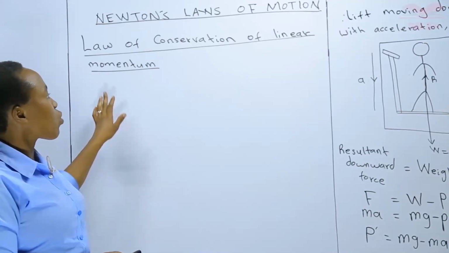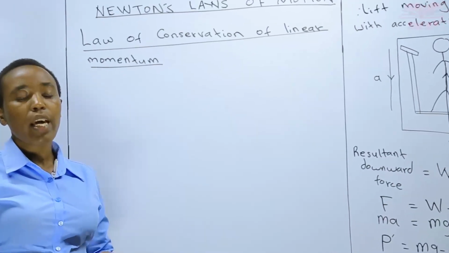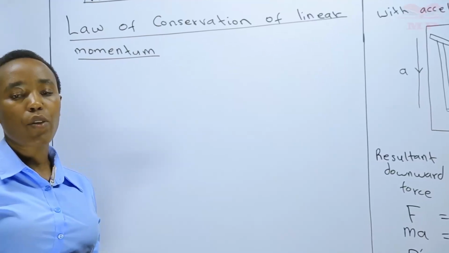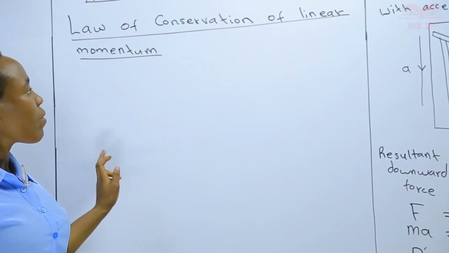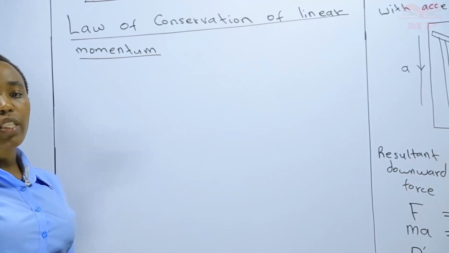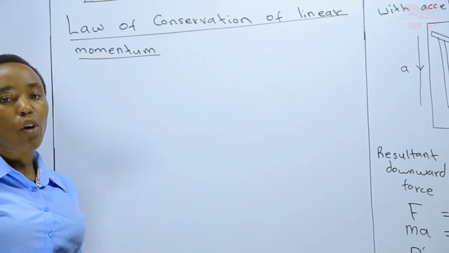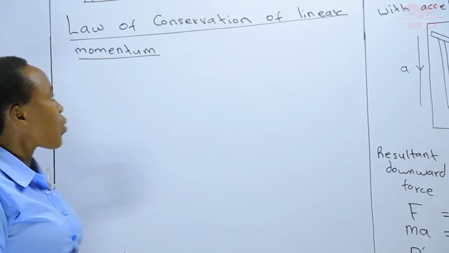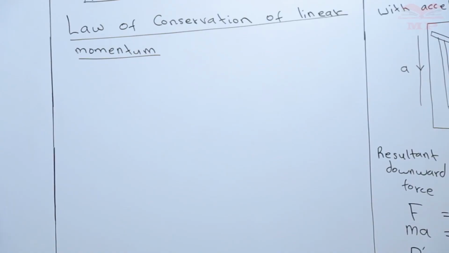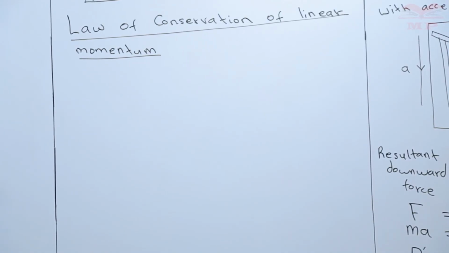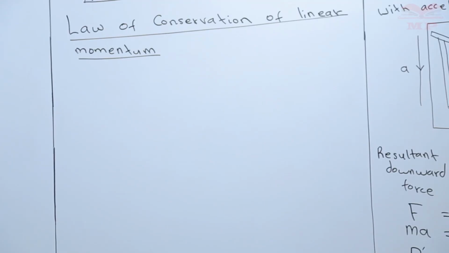Then again, we are also going to look at collisions, and we are going to look at two types of collisions. So again, by the end of this lesson, you should be able to state the two types of collisions and also to explain them. So I want to explain the law of conservation of linear momentum. I want us to derive it together, then we are going to state.